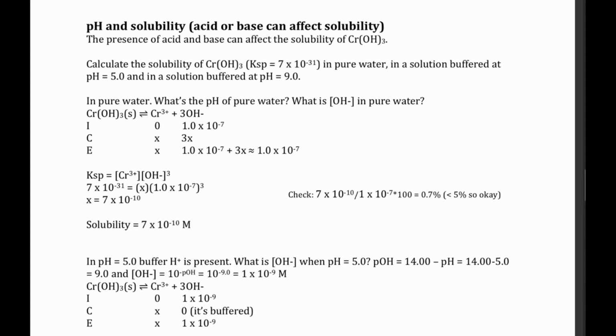Okay, so we write out our equilibrium expression. We put in our value for Ksp. We put in x for chromium ions. We put in the 1.0 times 10 to the minus 7 for the hydroxide ions. Notice we're cubing it, and we solve for x, and we get x to be 7 times 10 to the minus 10. We do our check, much less than 5%. Again, we're okay. So that means that the solubility is 7 times 10 to the minus 10.